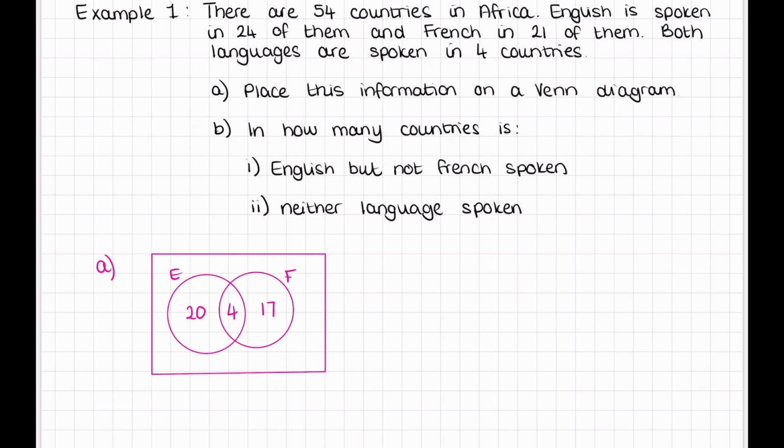Now we've got to see, do those numbers add up to 54? No, they don't. They add up to 41, which means we have 13 left over. And there's our Venn diagram. Now, if we go to part B, in how many countries is English but not French spoken? Let's have a look. English but not French is just the 20. And part 2, neither language spoken, which would be the outside. So that would be 13.